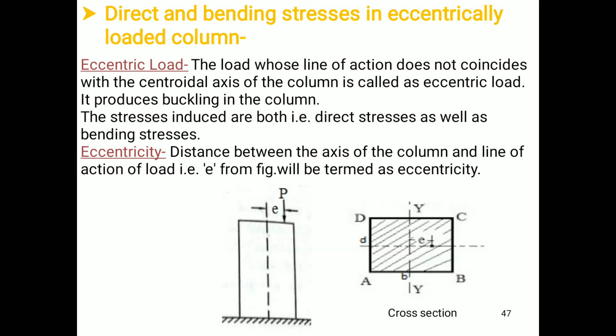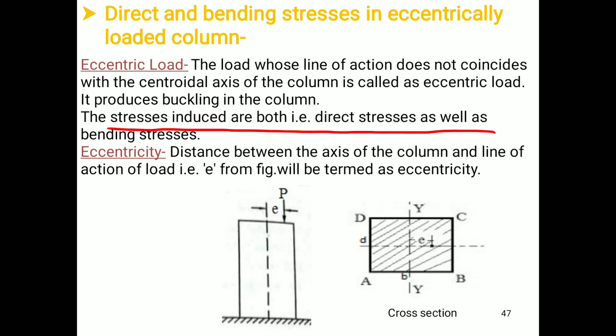Now we are going to consider the concept of eccentric load, and after that we will consider the definition of eccentricity. So what is an eccentric load? A load whose line of action does not coincide with the centroidal axis of the column is called an eccentric load, and it produces buckling in the column. Remember that an eccentric load produces buckling in the column, and due to that the stresses induced are both the direct stresses as well as the bending stresses.